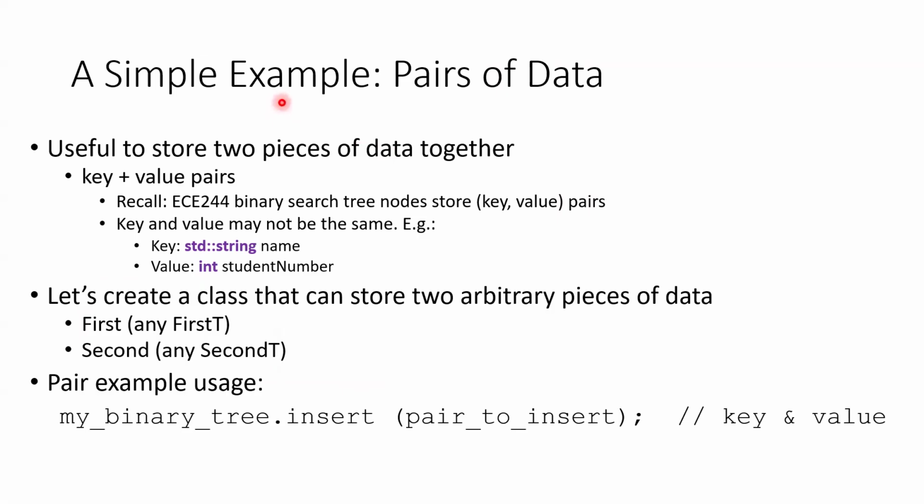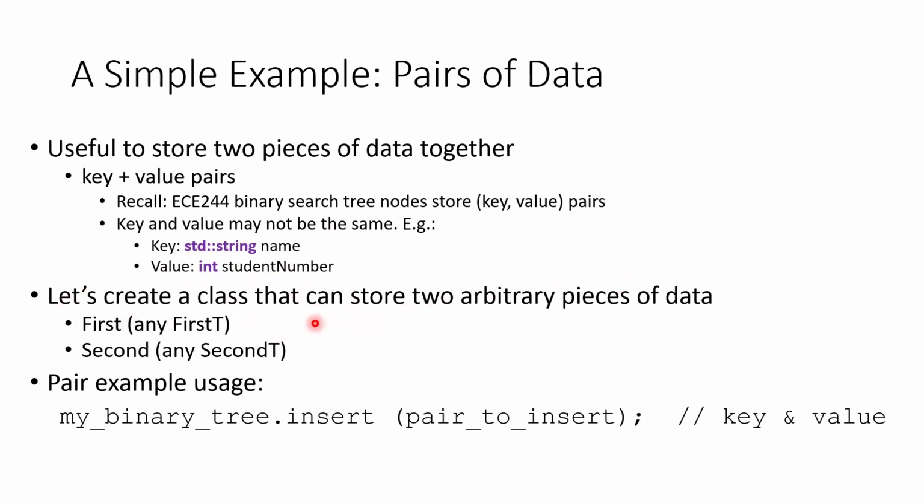The example we'll be using in this tutorial are pairs. A pair is used to store two pieces of data together, so it will contain a first object and a second object, or a key and a value. So you should have already seen this in 244 in binary search tree. The binary search tree nodes will store a key and a value. Both can be of different types. Could be a key that's a string and a value of integer or anything like that.